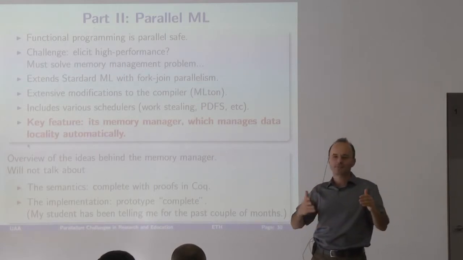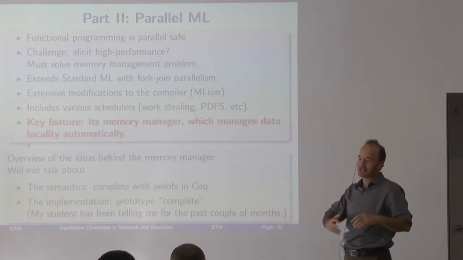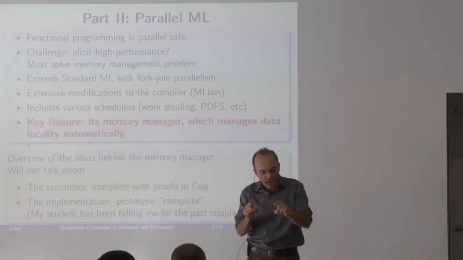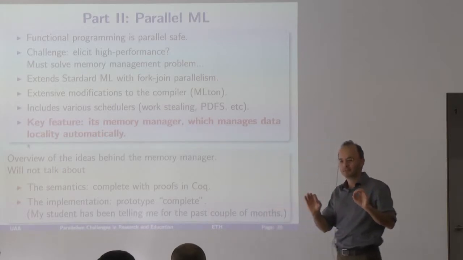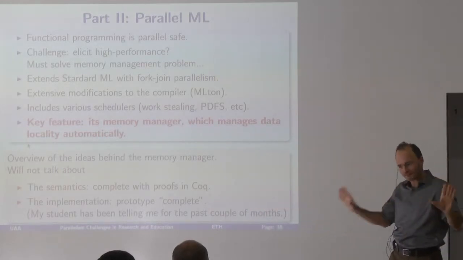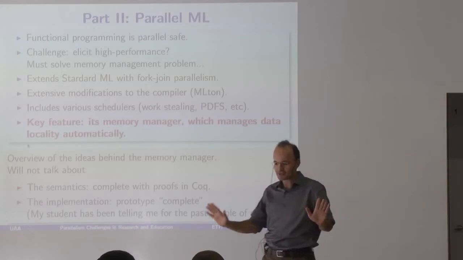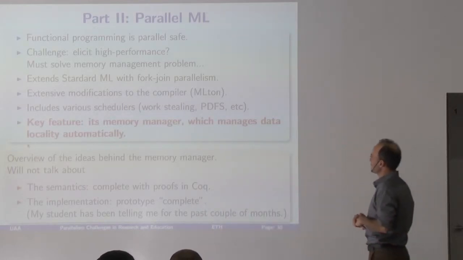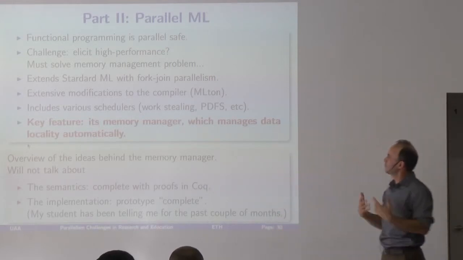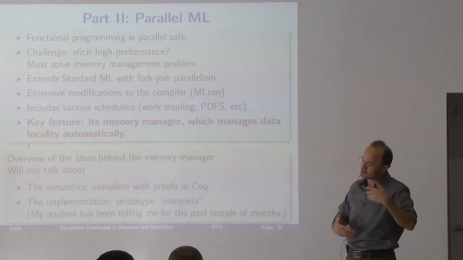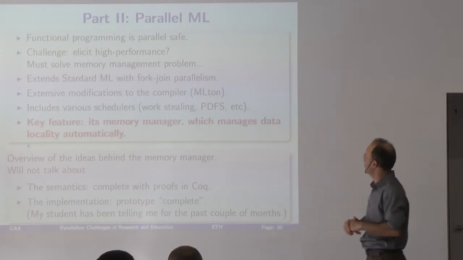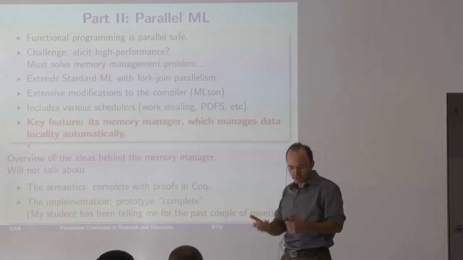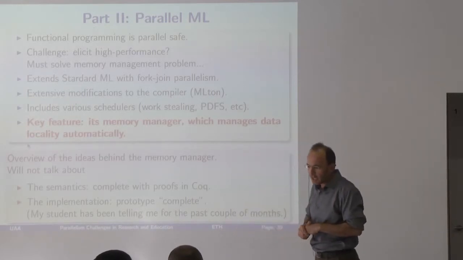Simple functional programs just allocate so much data. You have to solve this problem if you want to get high performance. And if you can, you are talking business. You've got a functional program that actually runs fast. That's the dream. That's what we want to do. So we've been working on this project, extending the Standard ML language with fork-join parallelism. Actually, there are other forms of parallelism like futures, but I'll focus on fork-join here. This required extensive modifications to the compiler. We've been doing this for the past several years now.